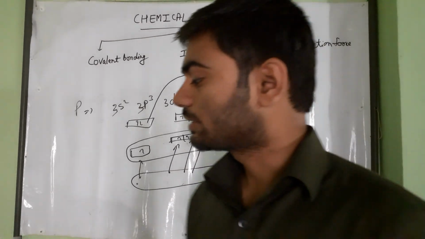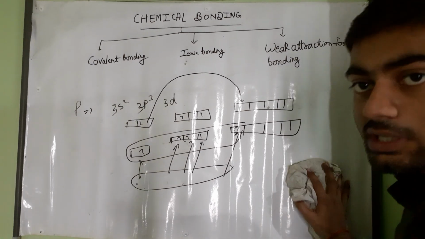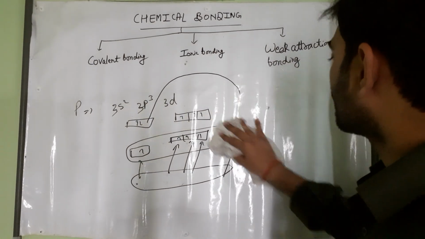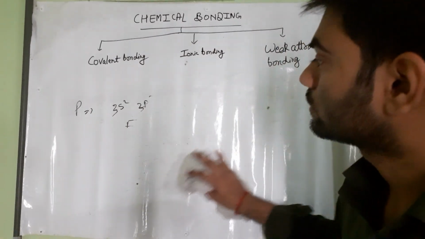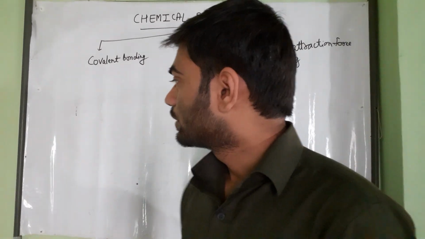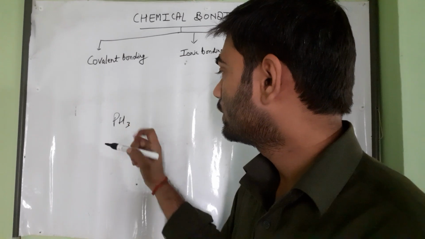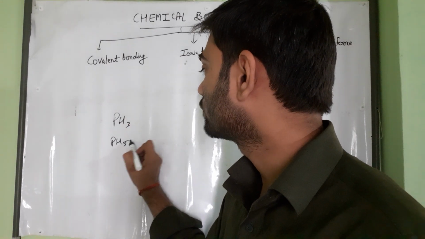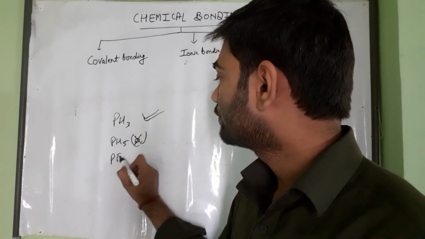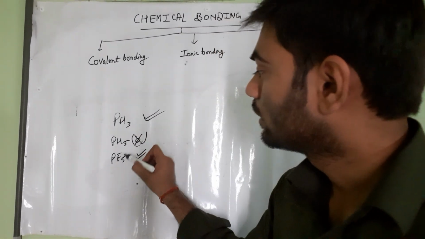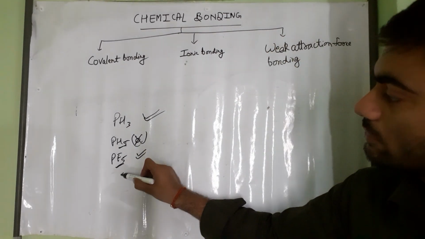Now when will this excitation take place and when will it not take place, or will it take place all the time? To explain this we need further knowledge about this concept. Basically, we study that PH3 can exist, but PH5 does not exist, and PF5 exists. Why? There are also 5 fluorines and 5 hydrogens, but why does one exist and the other not?